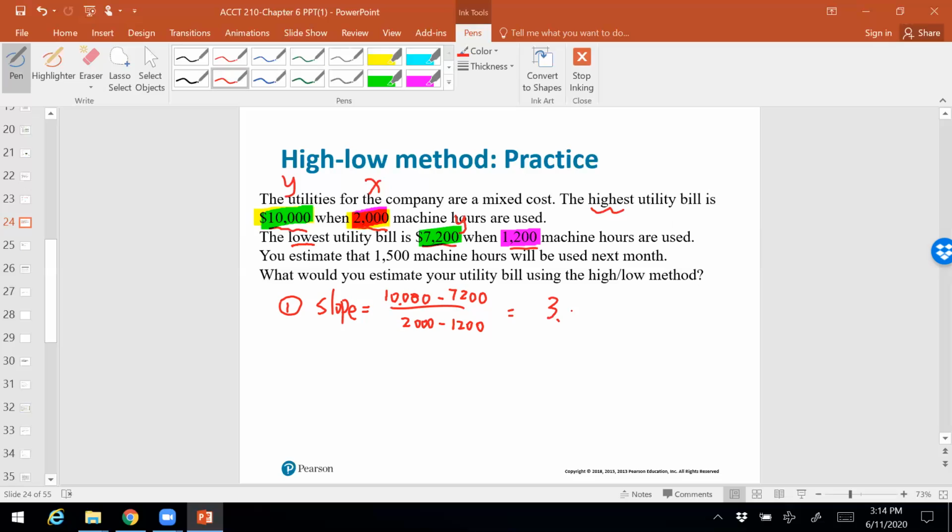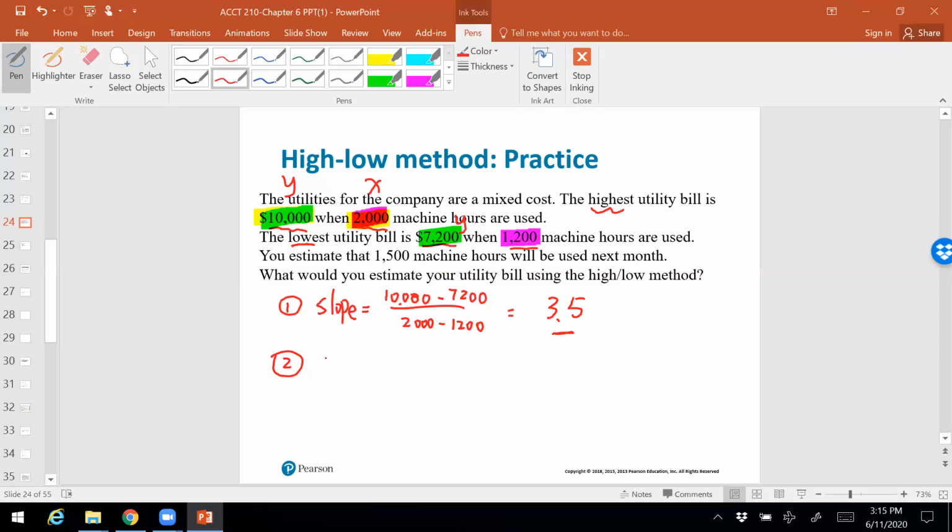So this is your slope. Once you get the slope, then you can either use a high point or the low point. I use a high point in this example, and I use a low point in the next example. So you can see they will get the same answer.